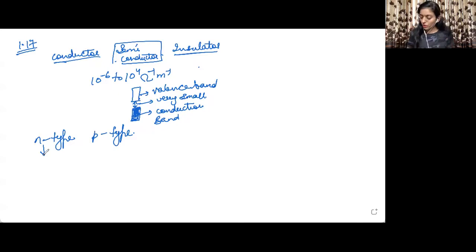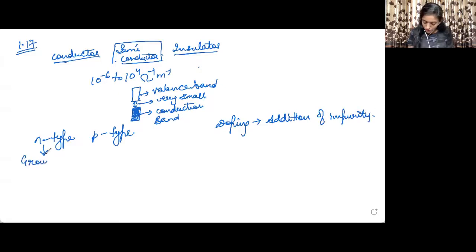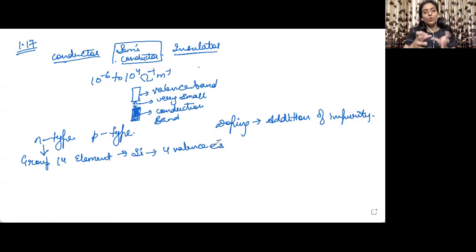What is the meaning of doping? Doping is addition of impurity. So we are taking a group 14 element. Okay, suppose I am taking silicon. The number of valence electrons is 4. Now when silicon is doped with phosphorus, what will happen? Phosphorus or arsenic, you can take any.